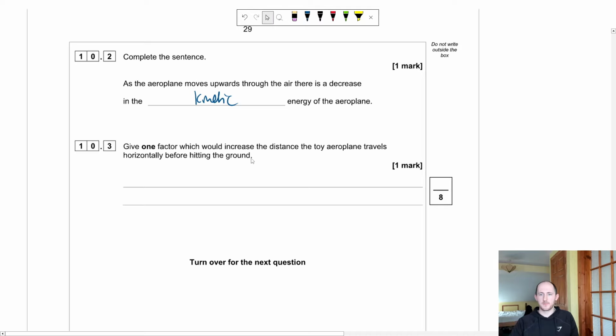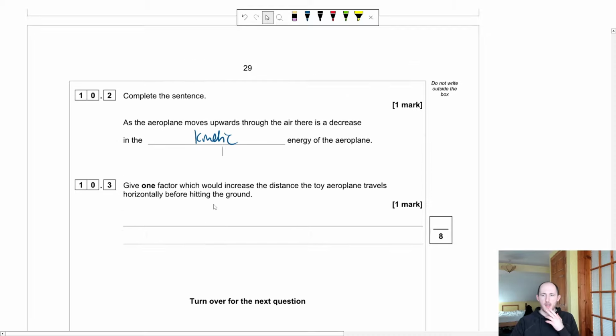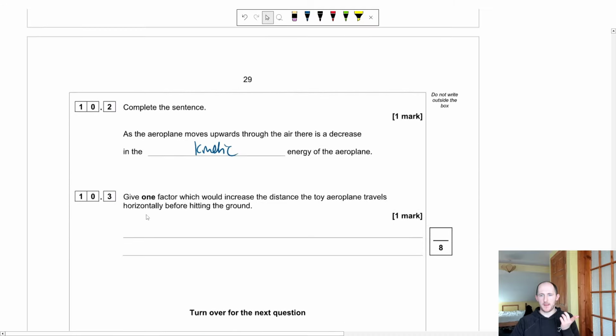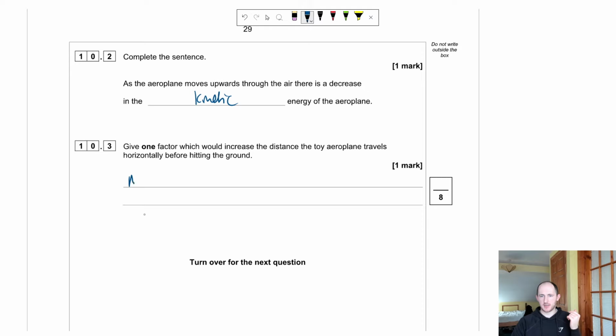will decrease. Give one factor, which would increase the distance the toy aeroplane travels horizontally. Interesting. Well, that means you'd have to give more elastic potential energy. So you can either say more elastic potential energy works. More EPE. You can also say how you would do that in order to get the mark.